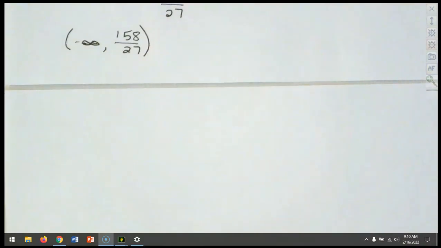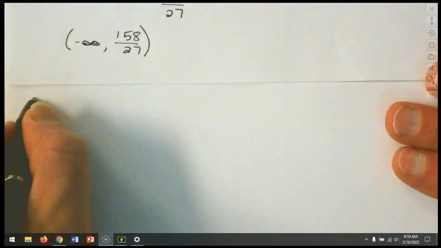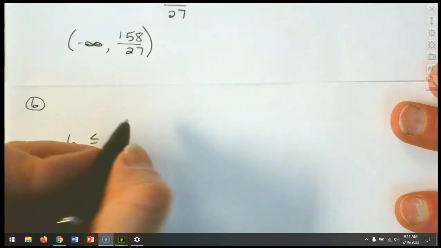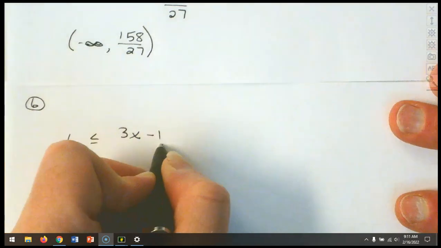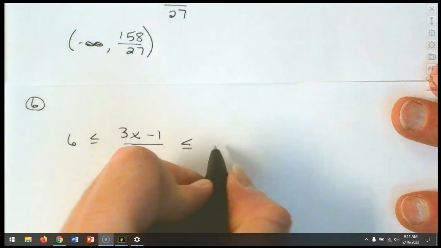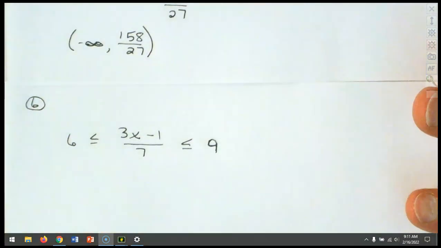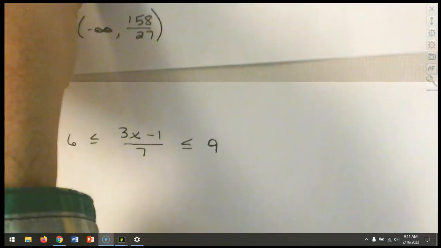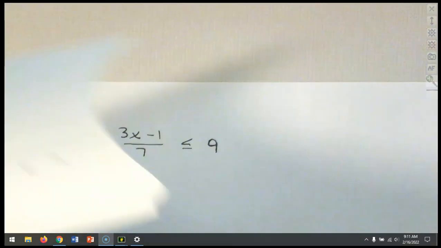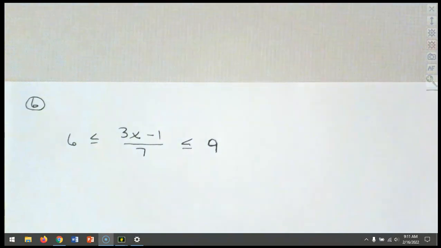Similarly, question 6. We've got a three-part inequality. And how are we going to handle this one? Well, we're going to work it out the same way we did the previous one. We need to clear our fraction. And the only fraction that we have is a what? Is a 7, right? 7's down below, right, in that denominator. So we've got that 3x minus 1 over 7, so that's our fraction.